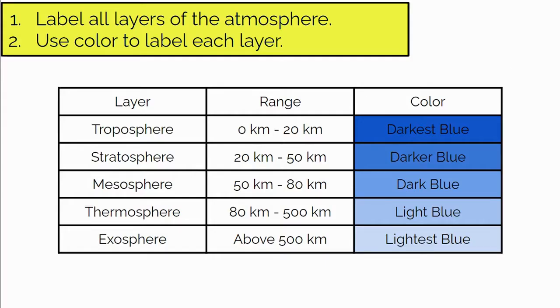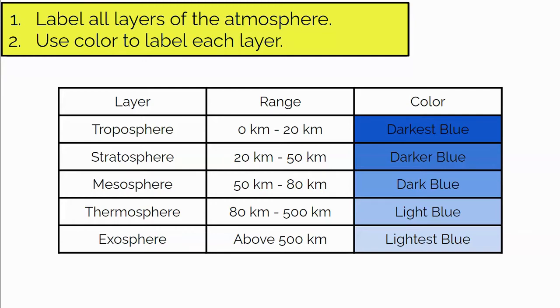Now, the How High Is It activity is a model. You're making a model of the atmosphere and all 5 of its layers. So for this, you're going to have a total of 5 steps that you have to go through. The first 2 you kind of do together, and I'm going to show you how to do those now. Label all the layers of the atmosphere. Then you're going to use color to label each layer.